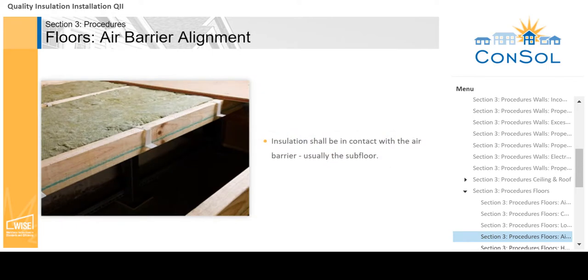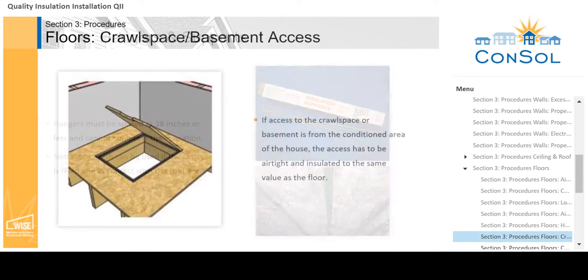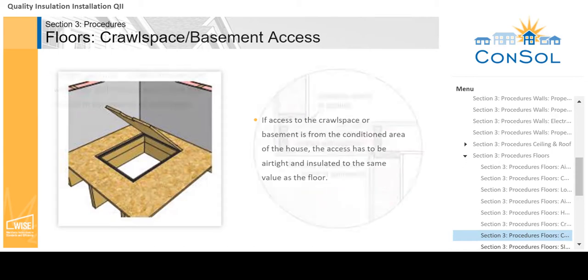Insulation shall be in contact with the air barrier, which is usually the subfloor. Hangers must be spaced at 18 inches or less and cannot compress the insulation. Netting or mesh can be used if the cavity is filled and in contact with the subfloor. If access to the crawl space or basement is from the conditioned area of the house, the access has to be airtight and insulated to the same value as the floor.